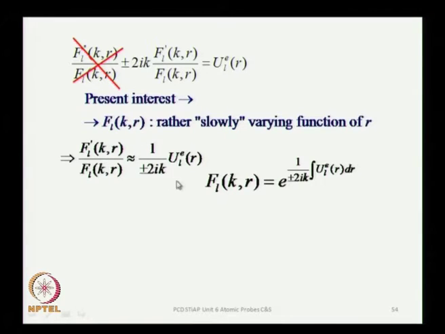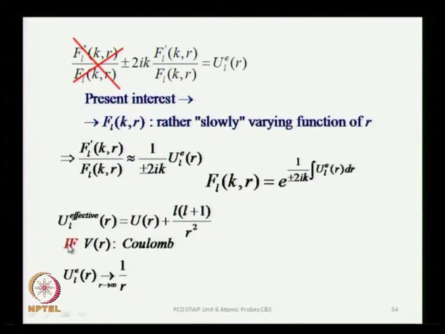If you integrate this, you get f will be given by e to the power of plus or minus 1 over 2ik times the integral of this effective potential, right. If you have an effective potential, which we know is u plus l into l plus 1 over r square, now we recognize the constraints.